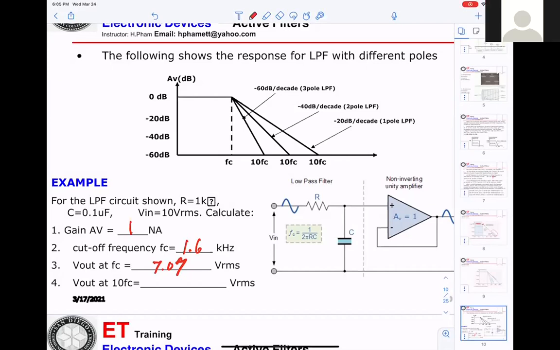Okay, but there's a problem. Mr. Pham, I think there's a problem with your figure here. You're showing gain at FC is equal to 0 dB, but it's not. It's minus 3 dB. What? Your figure above the question shows the gain at FC is equal to 0 dB. Hold on. The gain of the circuitry will be 1, correct?